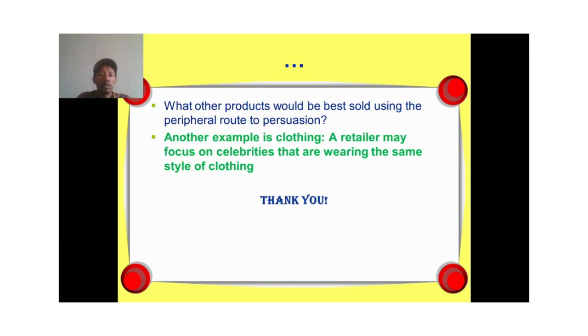So let me give you this homework assignment question. What other products would be best sold using the peripheral road to persuasion? Thank you for your attention.